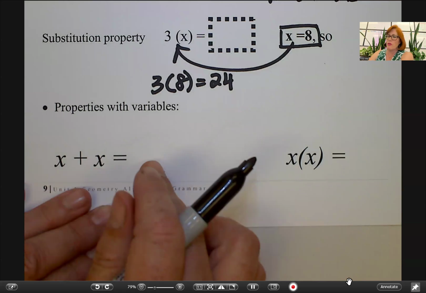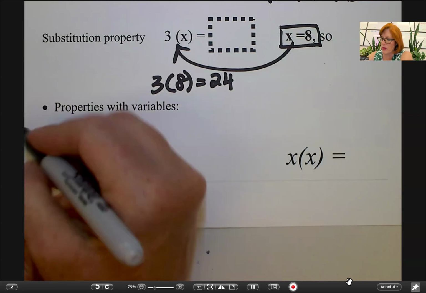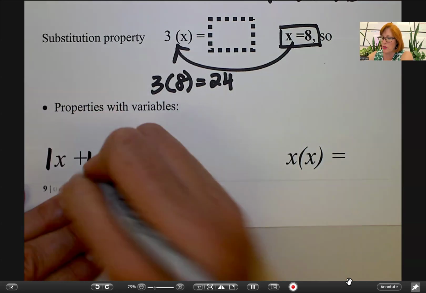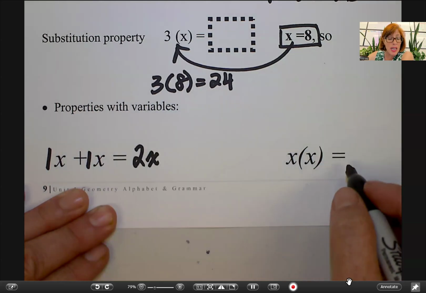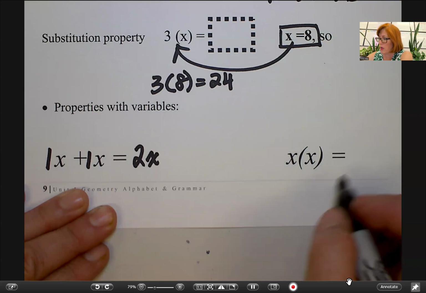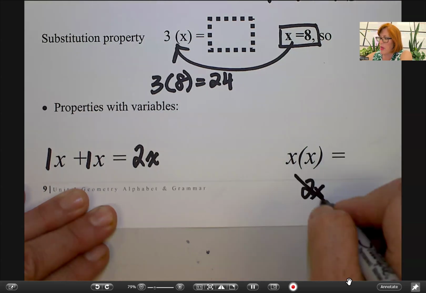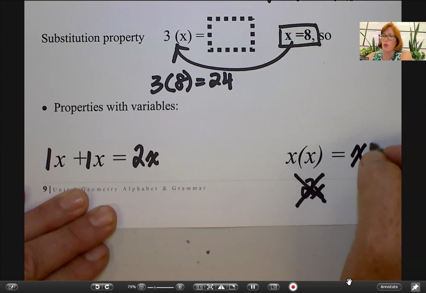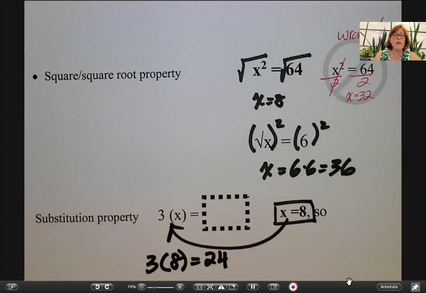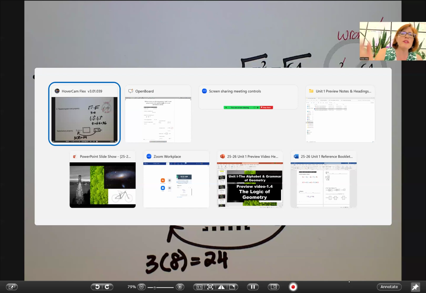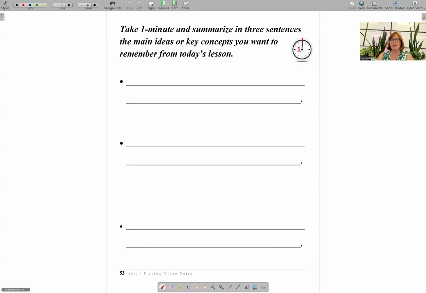Properties with variables. If I have x plus x, that's 1x plus 1x, that's 2x. If I have x times x, that's not 2x. That is x squared. That should be in your reference booklet. And go ahead and summarize what are 3 main concepts that were new to you in this lesson.